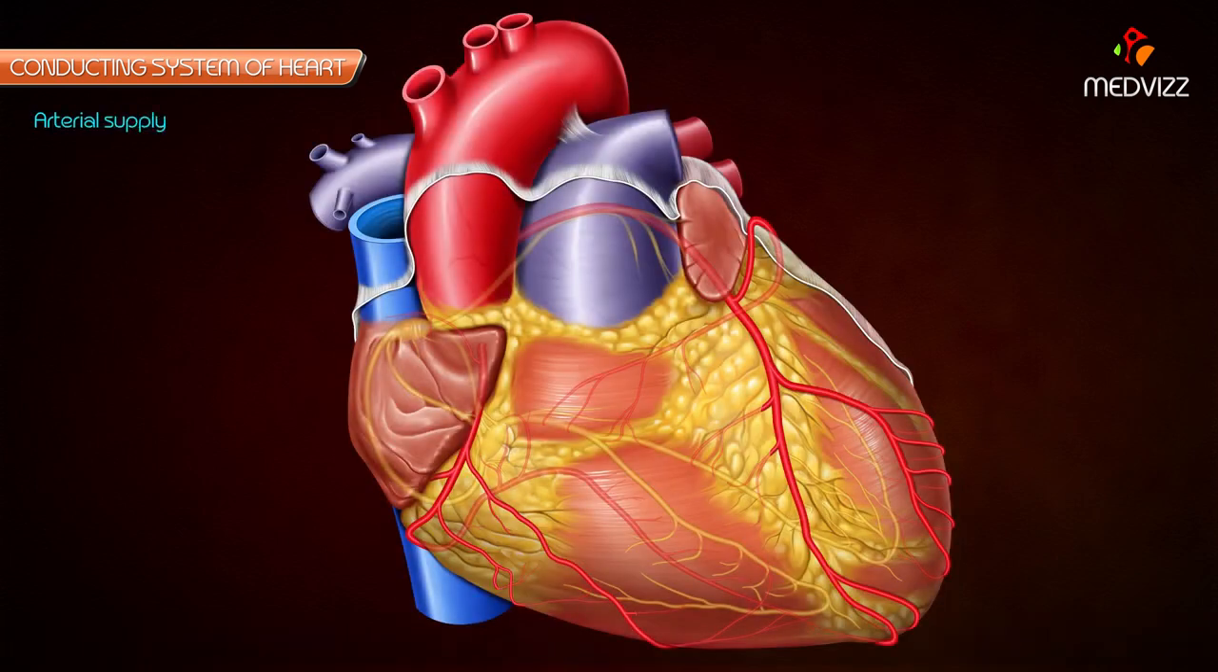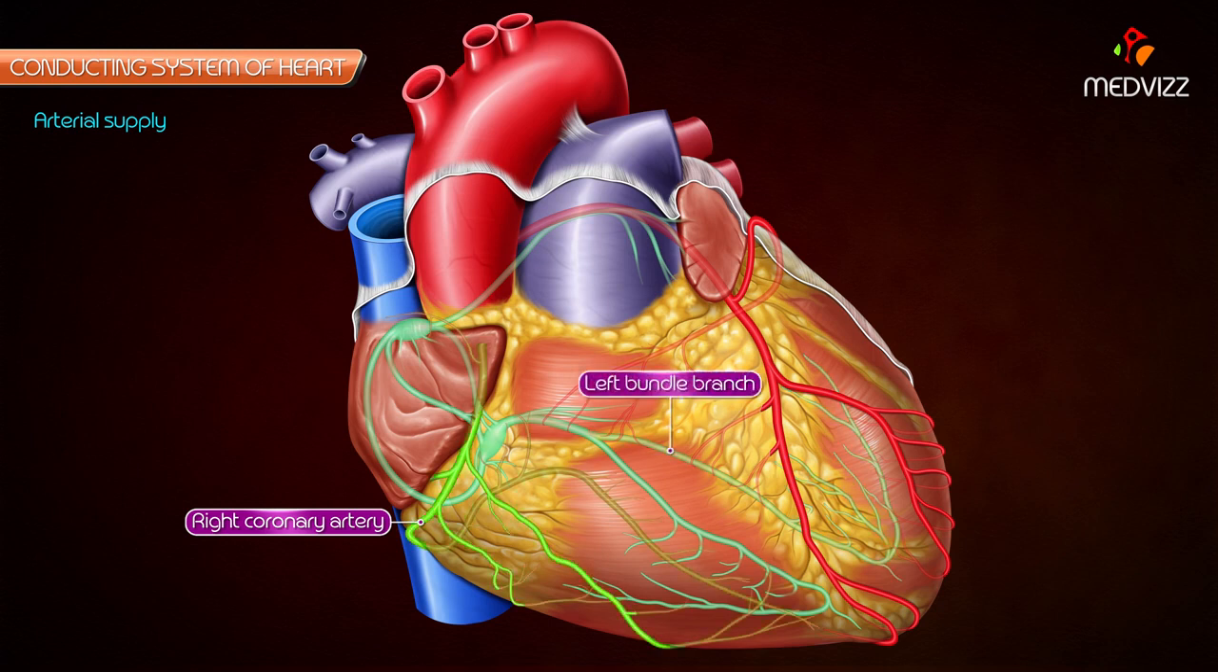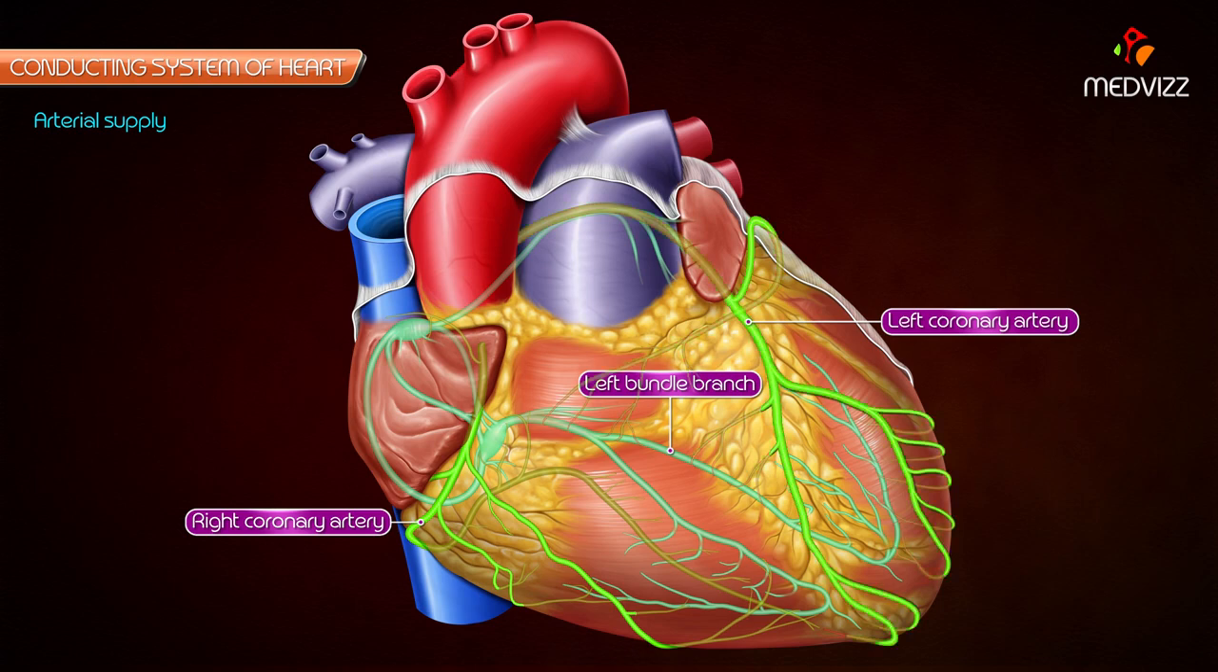Arterial supply of the conducting system. The whole of the conducting system of the heart is supplied by the right coronary artery except a part of the left branch of the AV bundle, which is supplied by the left coronary artery.